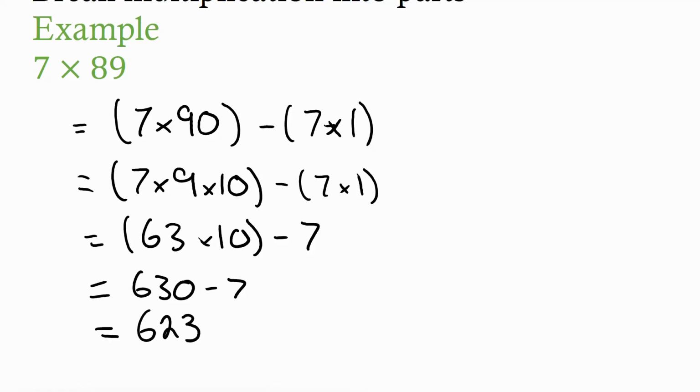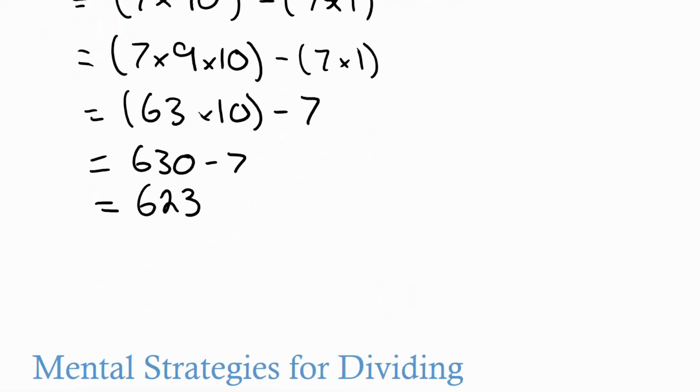So there's a couple of rules there. We started with 7 times 89, which could be quite difficult for some people. So we said, well, 7 times 90, and then we're just going to take away 7, that extra 7 that we took. Now we have 7 times 90, which could be a bit hard, so 7 times 9 times 10. We did the 7 times 9 part to get 63, times 63 by 10, and then take away 7.